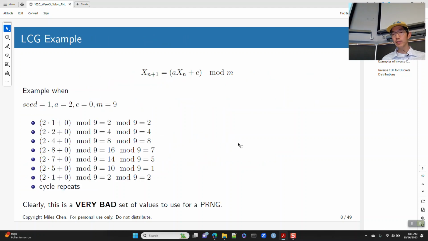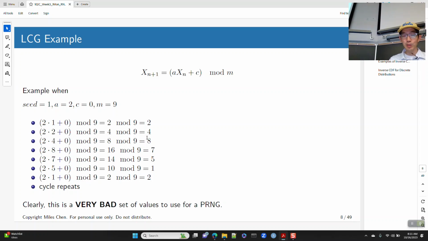Okay, I'm going to give you a set that's going to give really bad random properties. So I could start off with the initial value 1. We're going to use constants 2, 0, and 9. So my first value will be 2 times 1 plus 0, and then I'm going to mod 9. So I get 2 mod 9, and that's going to be 2, right? So if I plug in 2, 2 times 2 is 4, and 4 mod 9 is 4, and then I multiply that by 2, and 2 times 4 is 8, 8 mod 9 is 8.